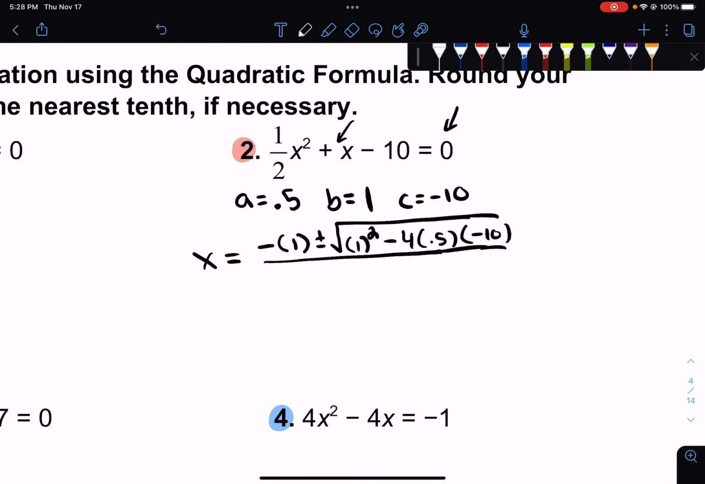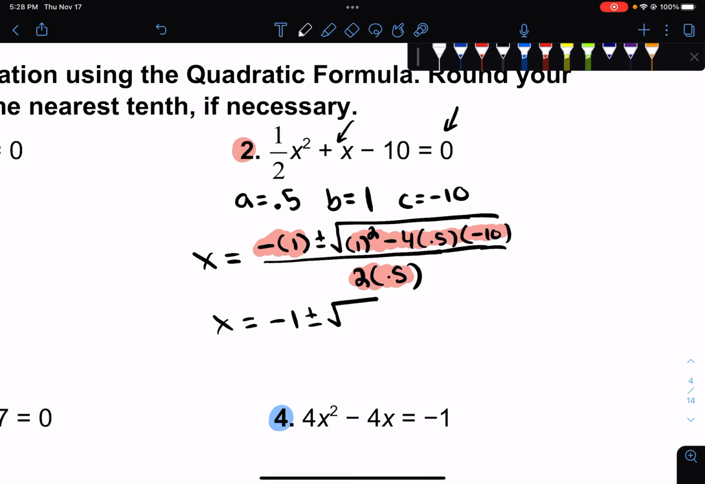And then on the bottom, I'm going to do 2 times 0.5. So now that I wrote it out, I want to clean up different parts. I want to clean up this part. I want to clean up the bottom. And I'm not going to touch the square root, but I want to clean up what's underneath the square root. So when I do that, I end up with x equals -1 plus minus square root.